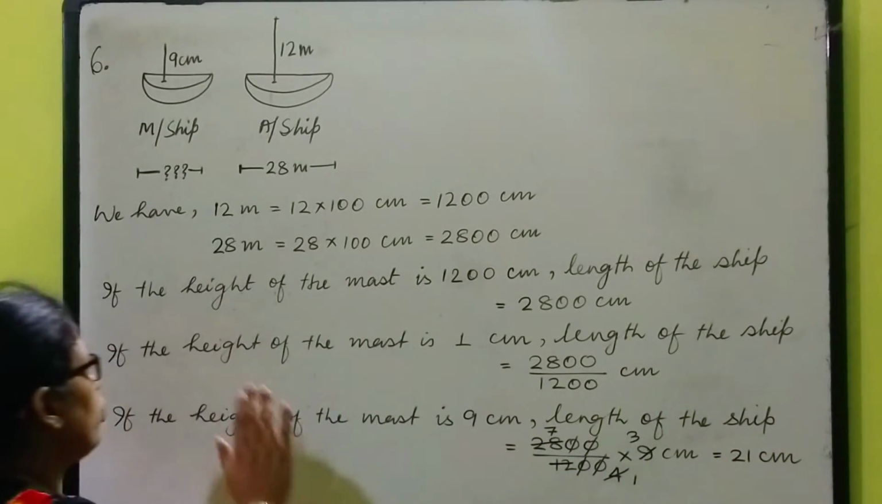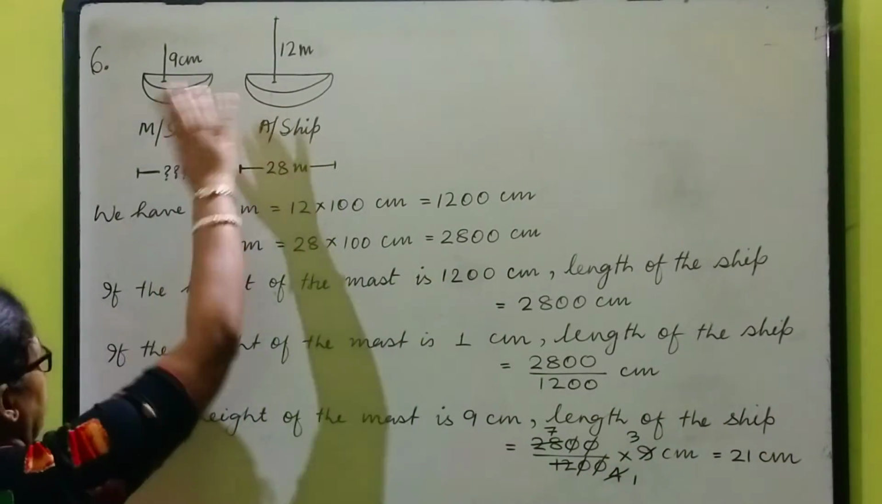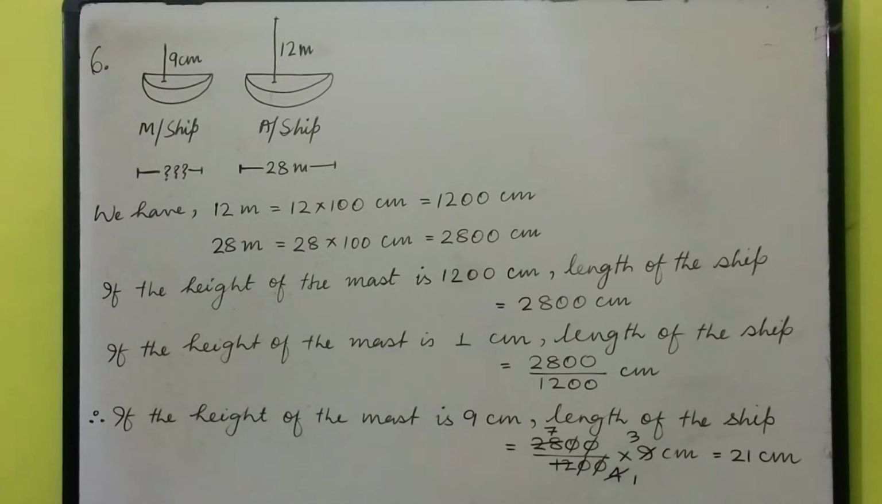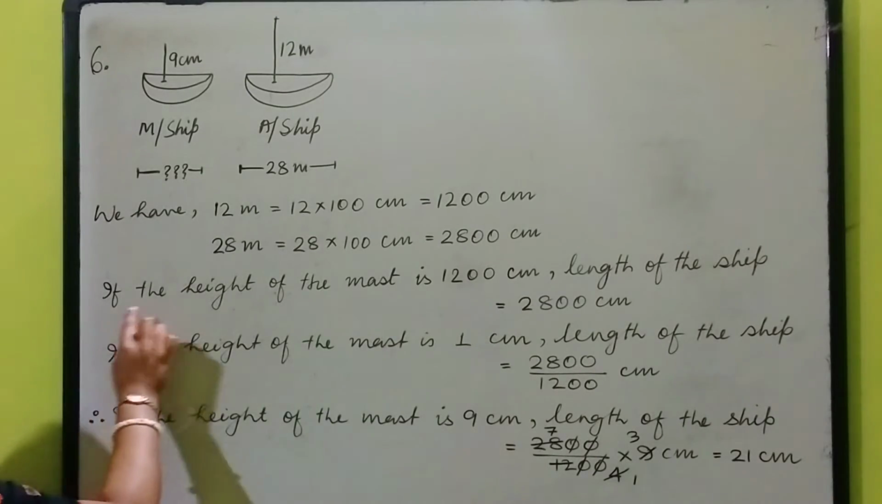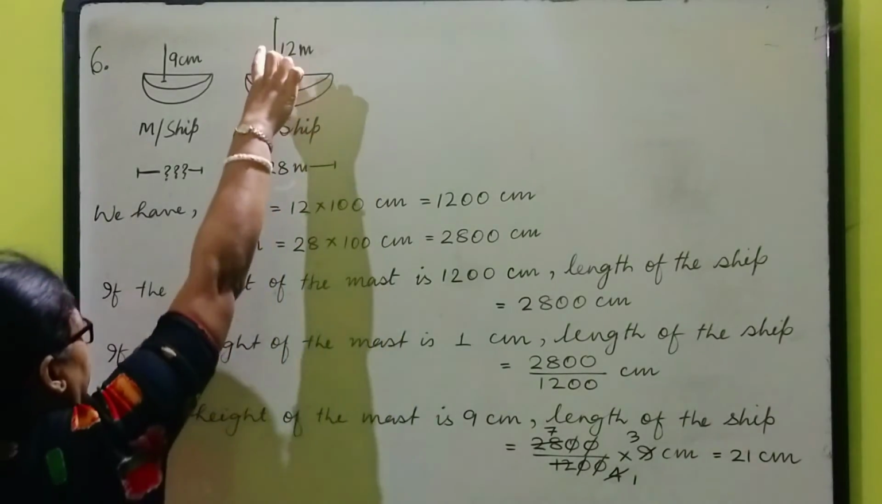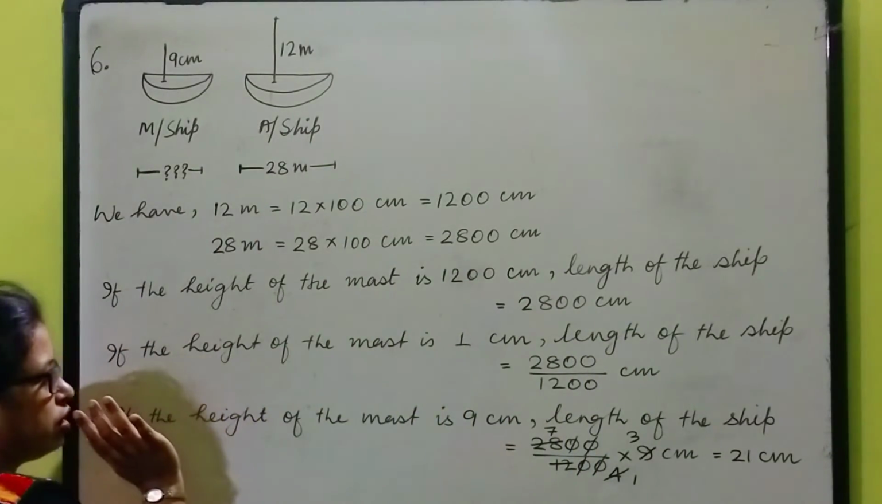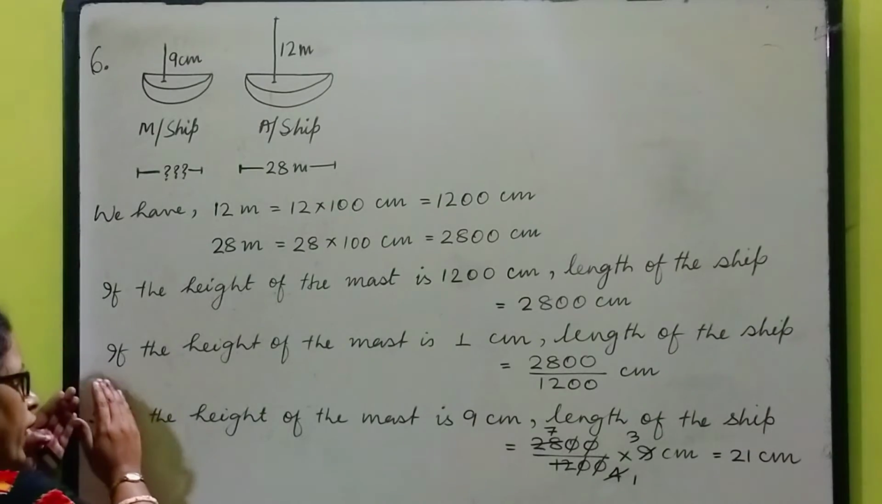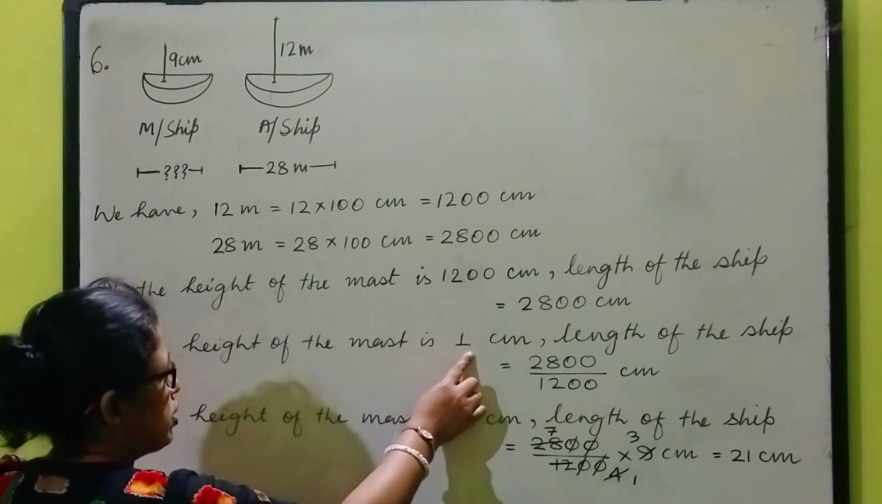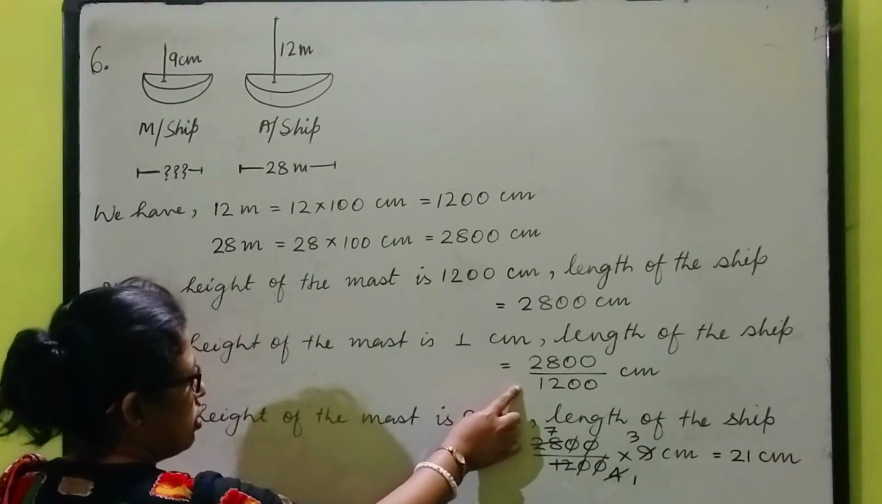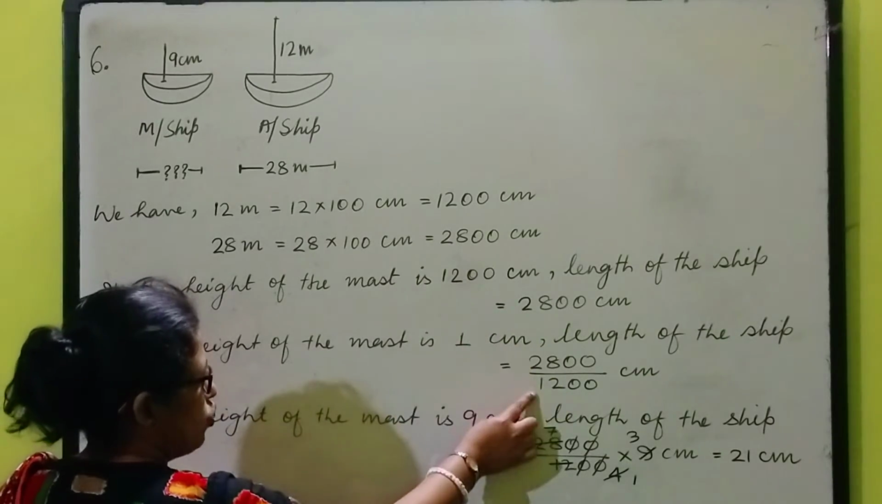So here, of the actual ship, both the parameters are given. So let us consider the actual ship. If the height of the mast is 1200 centimeter, the length of the ship is 2800 centimeter. Now if the height of the mast is 1 centimeter, the length of the ship will decrease: 2800 by 1200.